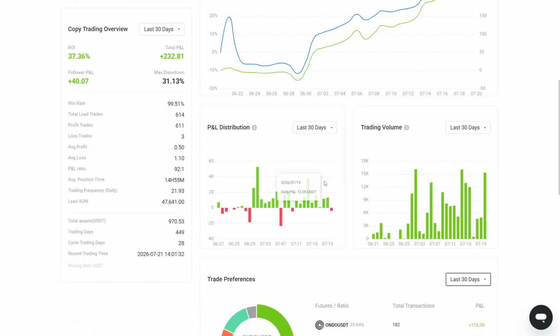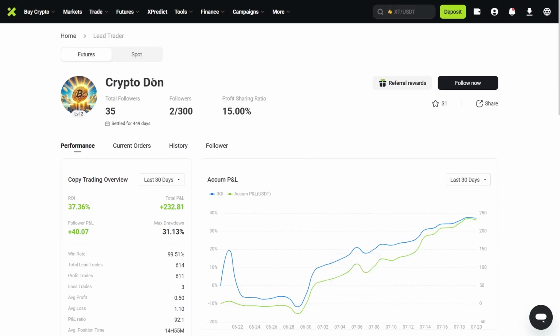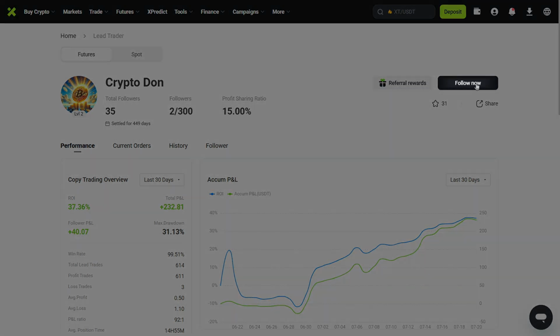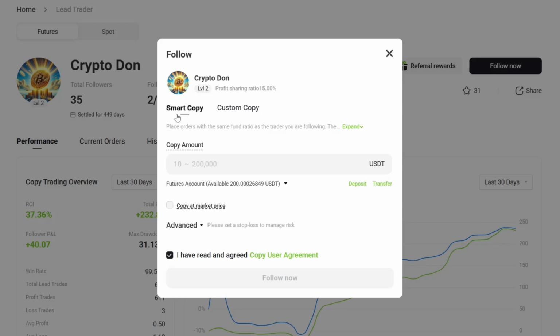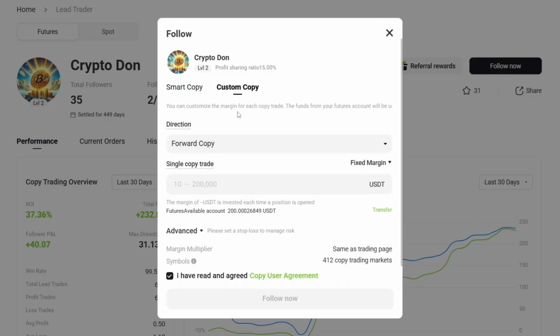Now, once we are comfortable with a copy trader, in this case, we are going with CryptoDawn, on the top right, we can click follow now. On xt.com, there are 2 options, smart copy and custom copy. We're going to start with custom copy so we can understand every major setting. After that, we'll look at smart copy to get an understanding of how it works, but then we'll return to custom copy to place our copy trade.